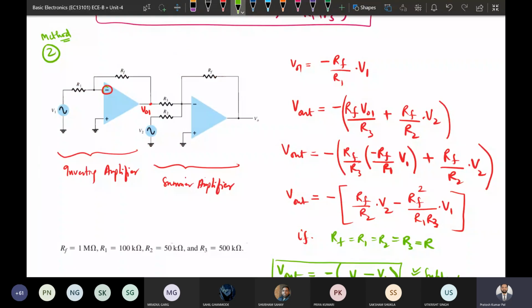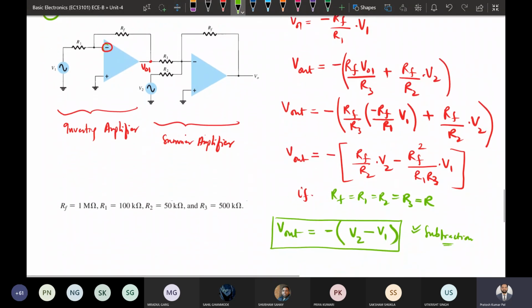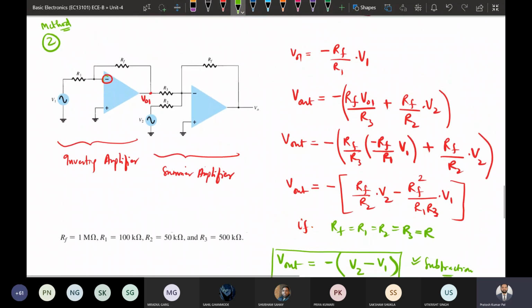I hope you have got the concept of how we implement the subtraction circuit, or subtractor circuit, by using the operational amplifier. We will now see some examples. Suppose this is example 1.